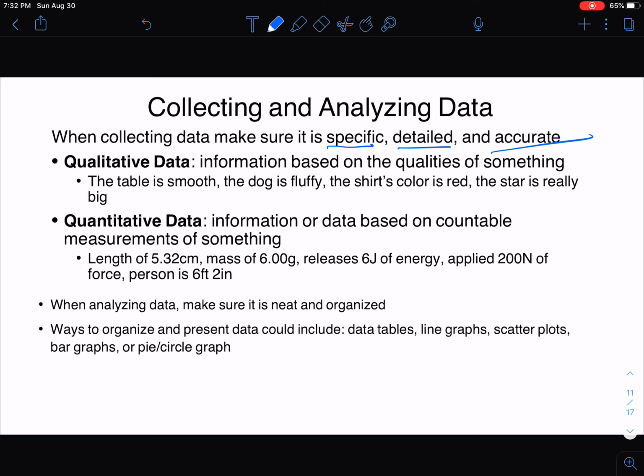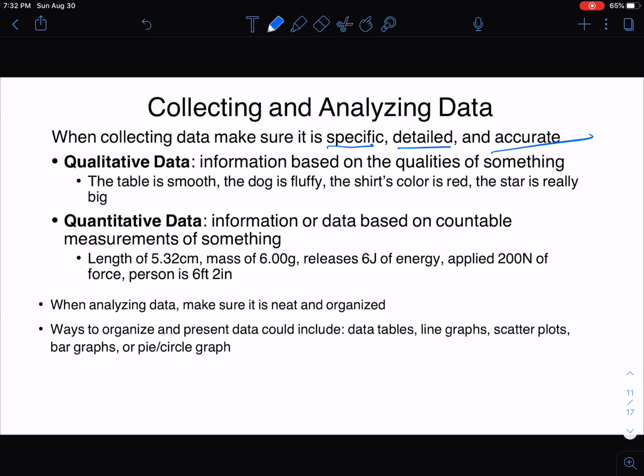You're describing whatever it is. You could go along and say that the water is clear, colorless, transparent. You could say the glass is translucent. All of that is good data to know, but it is qualitative data. On the other side, quantitative data is information or data based on countable measurements of something. Length, mass, the amount of energy, the amount of force, how tall someone is. That would be your quantitative data.